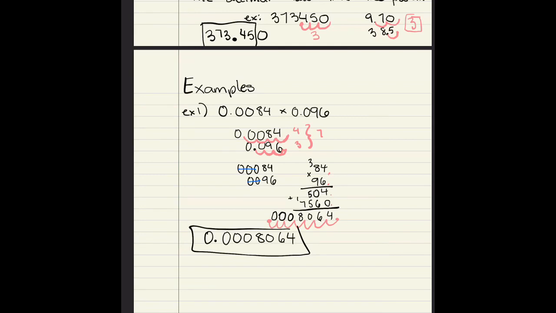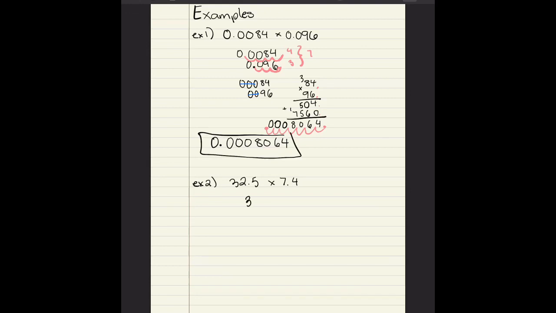All right, let's do another one. Last example. So we have 32.5 and 7.4. I'm going to write 7.4 and I'm lining up the place values, not the decimals. It just happens to be that the decimals line up here, but remember you're lining up the place values, not the decimals. So let's solve.